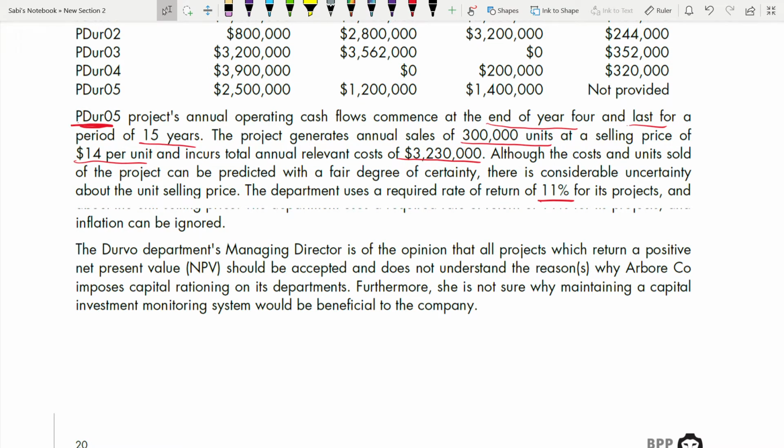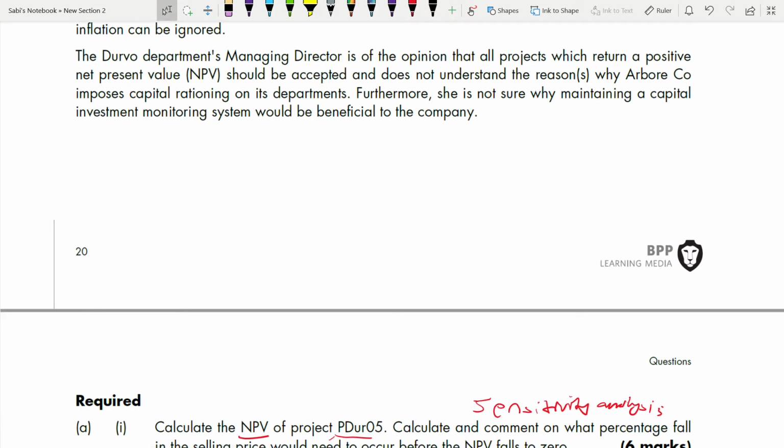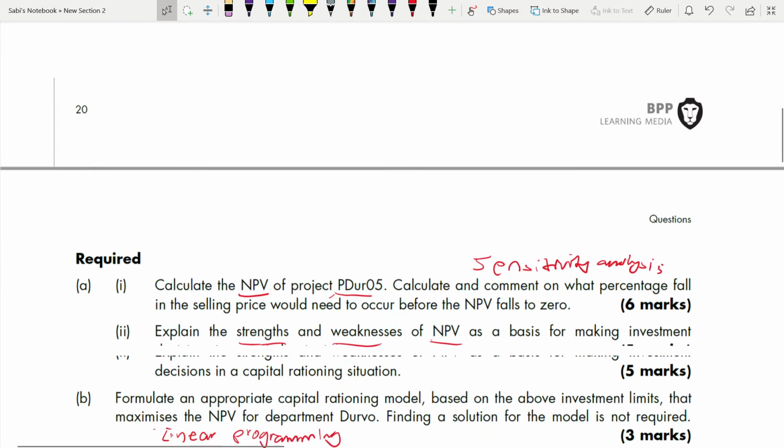Here they're talking about capital rationing. Dhruva department's managing director is of the opinion that all projects which return a positive net present value should be accepted, and does not understand the reason why the company imposes capital rationing on its department. Furthermore, she is not sure why maintaining a capital investment monitoring system would be beneficial to the company. You have to give the reasons. But first we have to find the net present value, right?